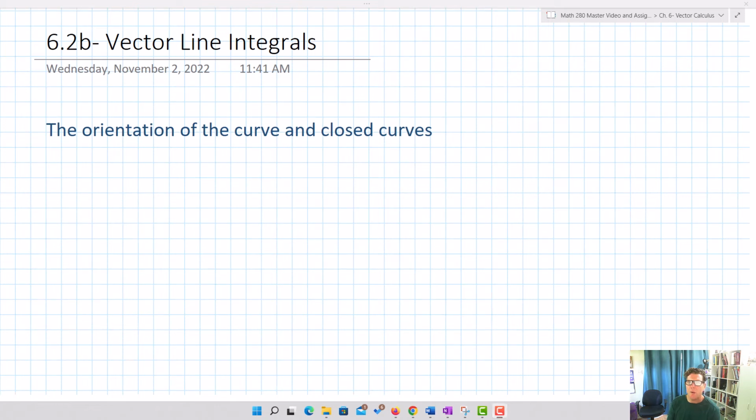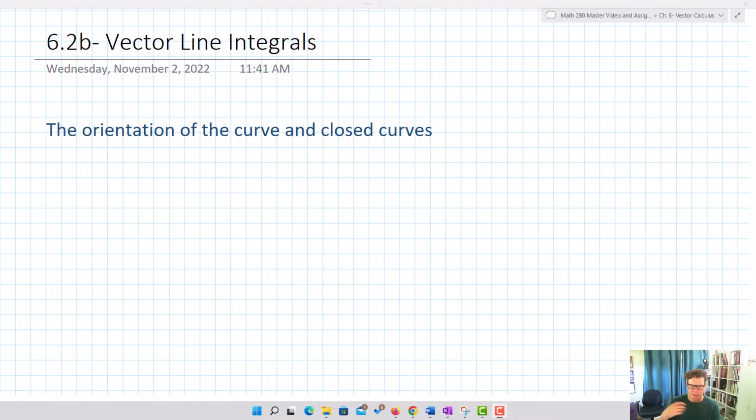Okay, so now what we need to do is talk about vector line integrals. A vector line integral is a line integral, but instead of just being over, say, the xy plane, we have a force field, or a vector field, and we're evaluating the value of the integral over that entire force field, or vector field.